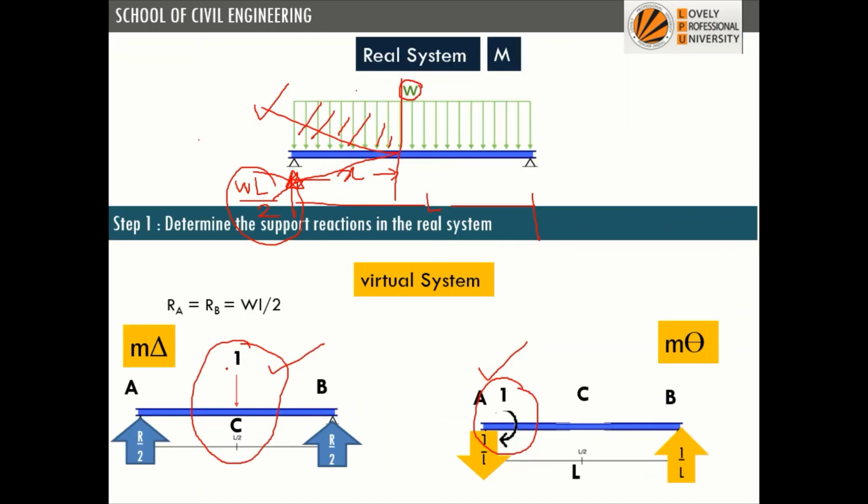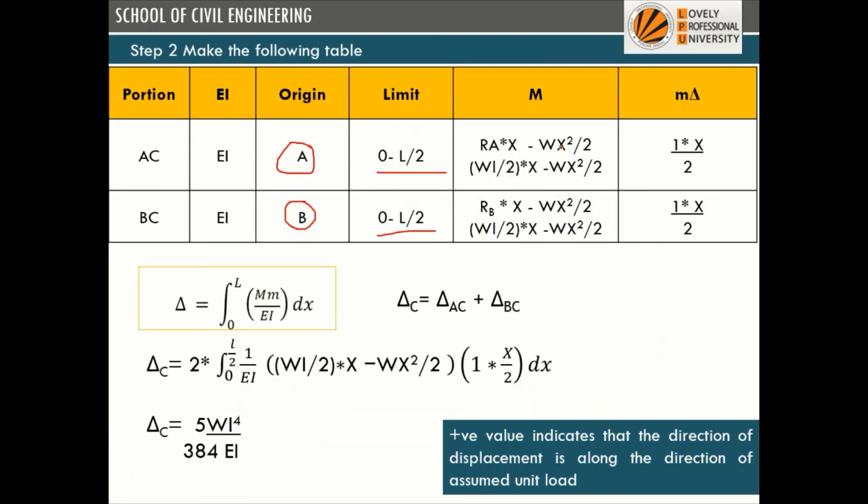M into M delta. So what will be the value for portion AC? This is 1 by 2, 1 by 2 into X. So M into M delta we will put, and since it is symmetrical, we will get similar values for AC and BC. So here I have already multiplied it with 2. A single term I am considering, this multiplied by this, and everything I multiplied by 2. So eventually you should get this value, 5 WL to the power 4 upon 384 EI.